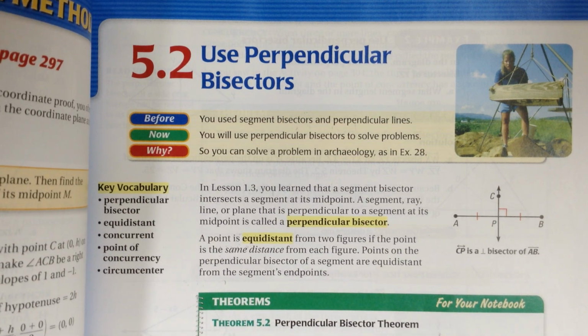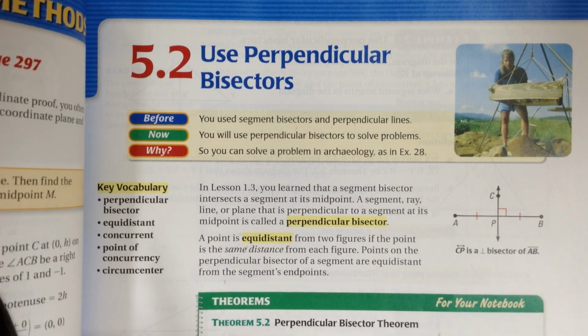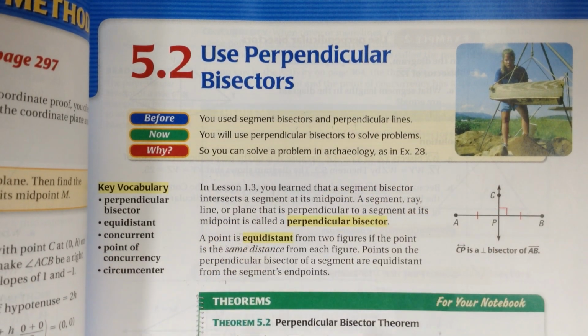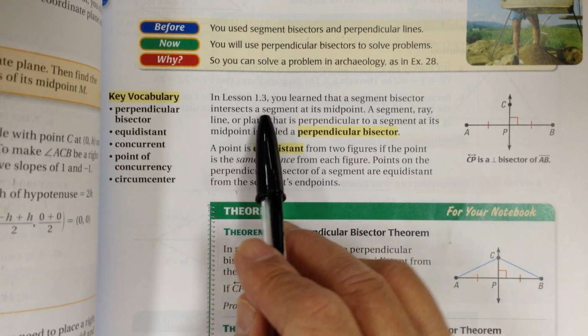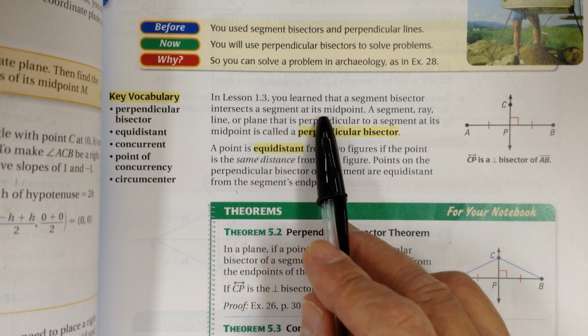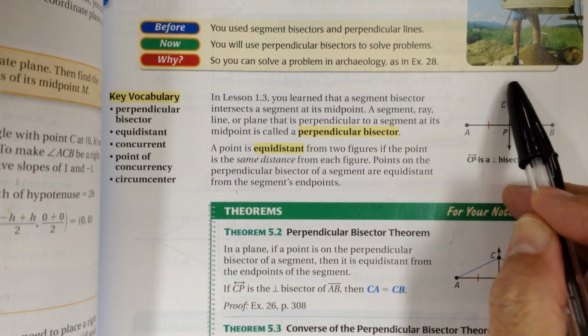Okay, let's go to page 303. This is lesson 5.2, and this lesson is to use perpendicular bisectors. So in lesson 1.3, you learned a segment bisector intersects a segment at its midpoint. So here's your perpendicular bisector.